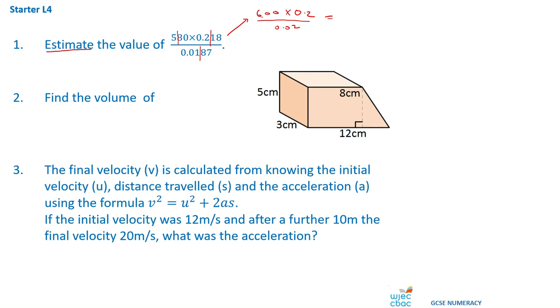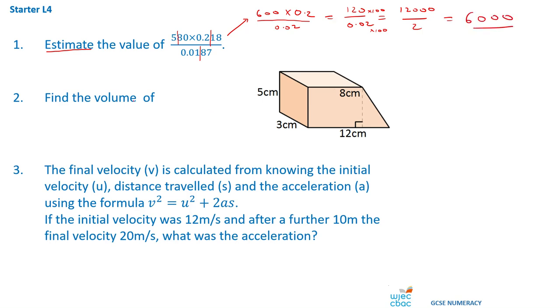On the top, if you multiply 600 by 0.2, it's equivalent to 60 times 2, because I've multiplied this side by 10 and divided that side by 10, so that's 120 divided by 0.02. Don't like to divide by a decimal, so I'm going to multiply the denominator by 100 to make it a whole number. I've got to multiply the numerator by 100. So that gives me 12,000 divided by 2. If I halve 12,000, I get 6,000.